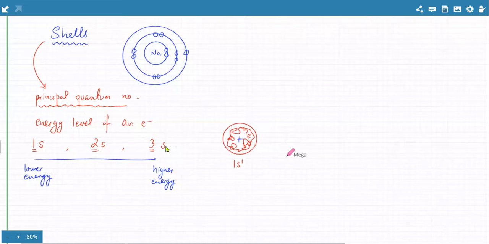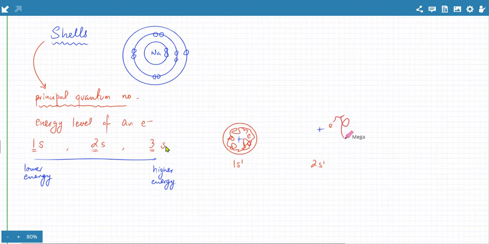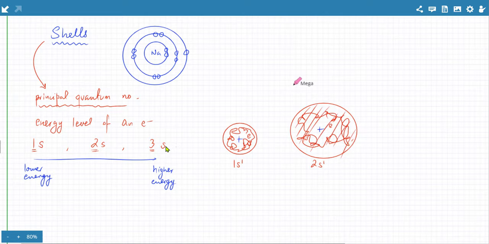But if the same electron is in a 2s orbital, then that would mean that it's more energetic. Because the electron is more energetic, it would be occupying areas much further away from the nucleus. It could overcome the attractive forces of the nucleus, and it can occupy regions much further away. So here's the nucleus in the center. This is how the electron would appear if the electron changes shell.